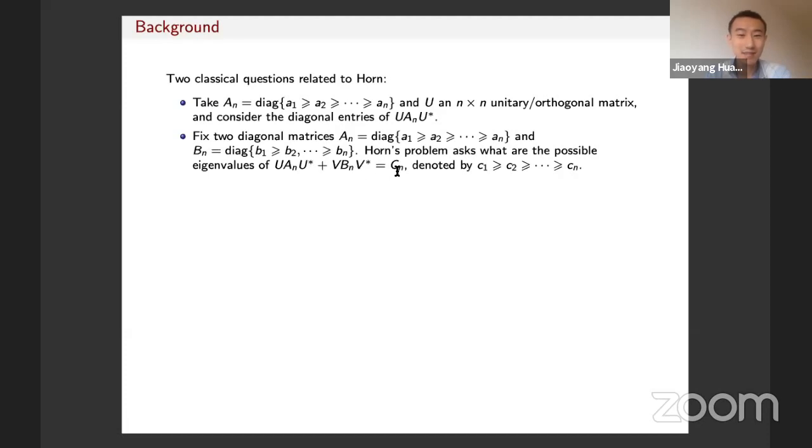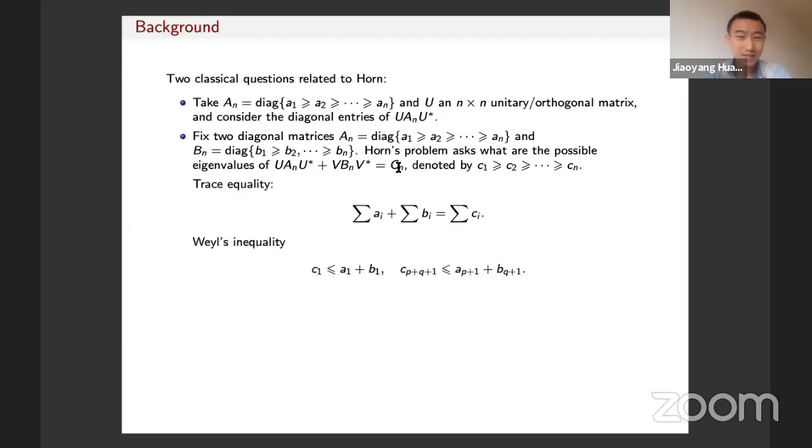If we denote the sum by CN and denote the eigenvalues of CN by C1, C2 until CN, Horn's problem asks what are the possible eigenvalues for this matrix CN. It's equivalent to asking what are the possible eigenvalues of the sum of 2 matrices with given eigenvalues. There are many relations among the eigenvalues of A, B, and C. For example, if you take the trace on both sides, you will get this trace equality: the trace of AN plus the trace of BN equals the trace of CN.